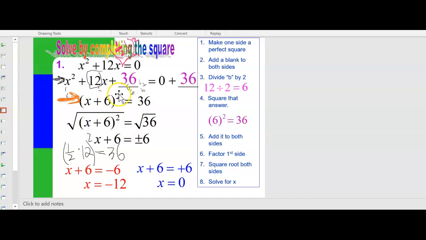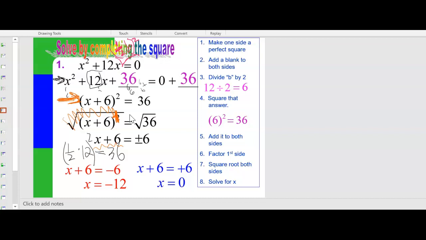First, get rid of the square to set x plus 6 free. How can you get rid of the square? You do the opposite, which is square root. So here, square root and the square kill each other. You take x plus 6 out. And on the other side, you also give it a square root.